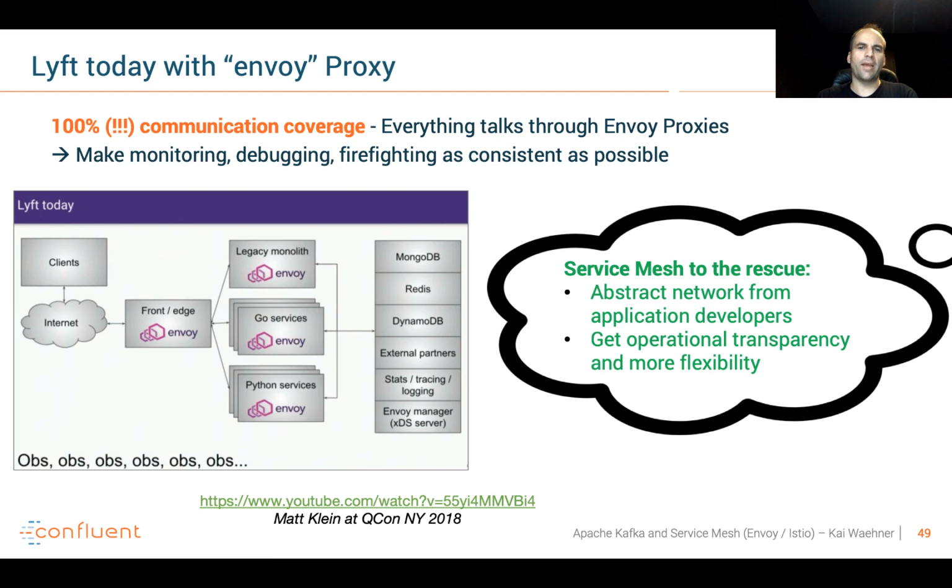So if you take a look at today, and with today here you see it's from KubeCon 2018. Here Lyft uses the proxies for 100% of communication coverage. And with that you really can get monitoring and debugging and firefighting for your whole microservice architecture. And that's really big because first of all you have the observability, but the second thing is you have the abstraction between the network from the application developers. It's much more transparent and flexible because the application developer just builds its microservice technology and business logic and doesn't have to care about the network and the other stuff, which is always configured in the proxies here.